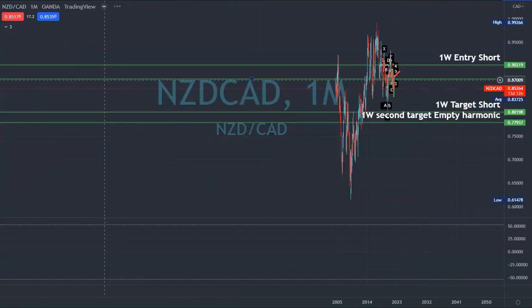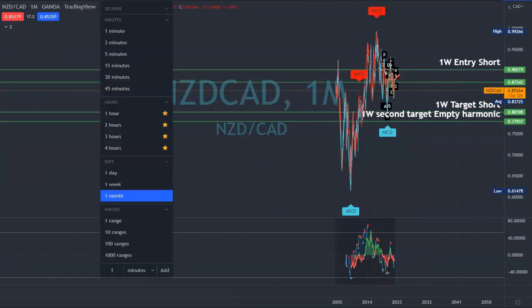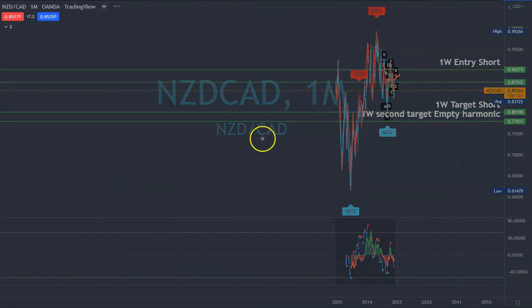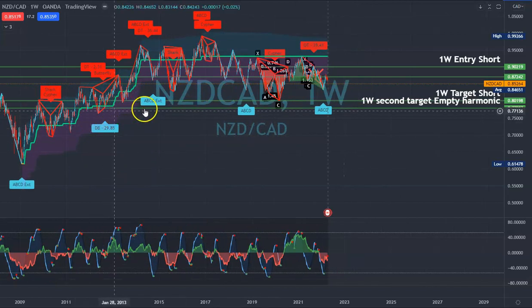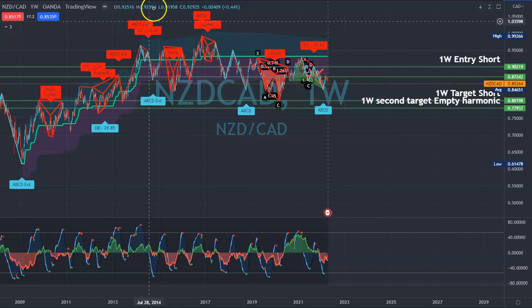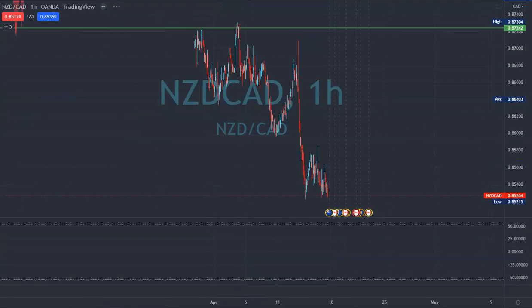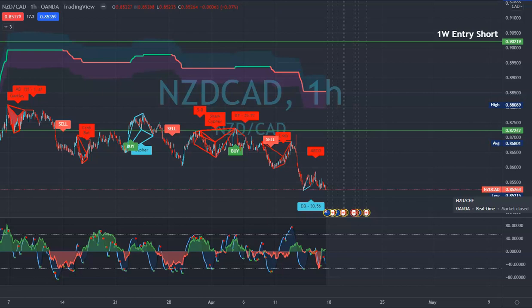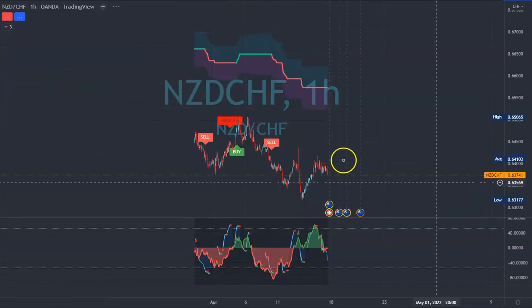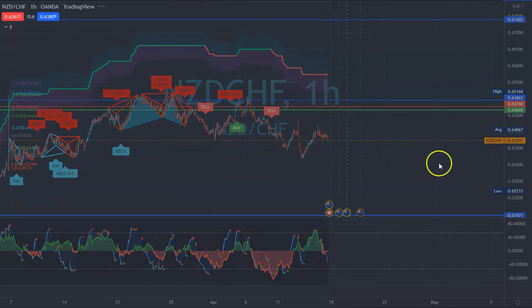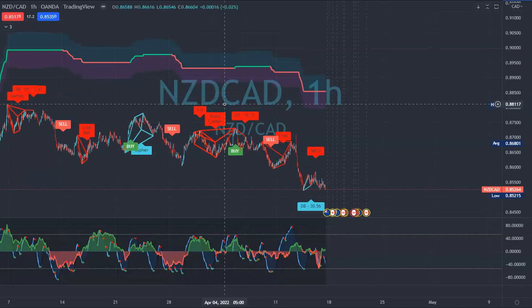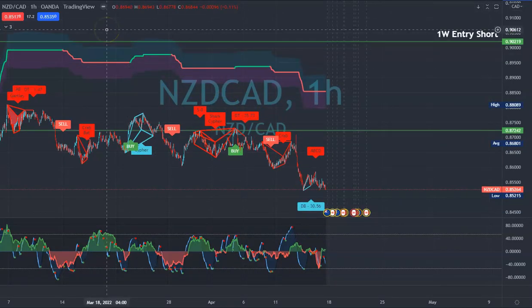NZD CAD, the monthly, the weekly. Nothing crazy. The big kahuna is the Euro USD hitting my target. That's the big kahuna, that bottom target. NZD CAD, I don't really trade the New Zealand dollar that much, man.